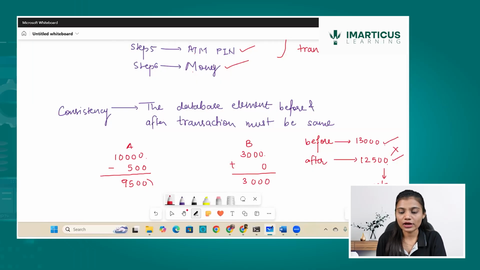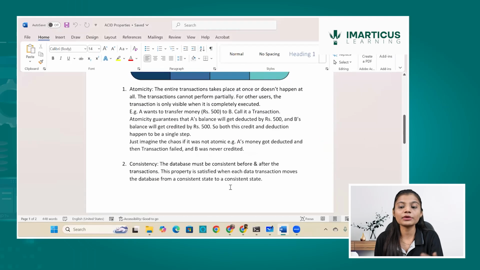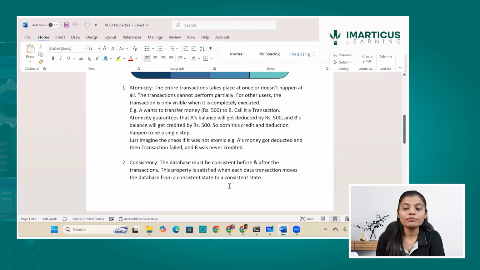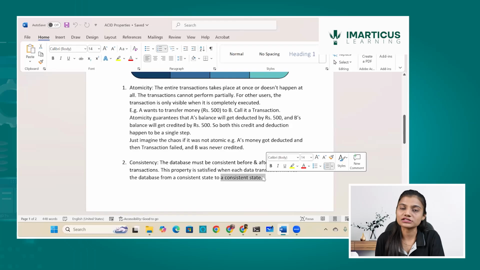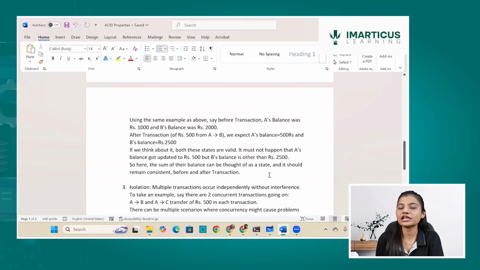Consistency. So I hope it's clear. If I talk about consistency, the database must be consistent before and after the transaction. This property is satisfied when each transaction moves the database from a consistent state to another consistent state. Now, using the sample example as below, I want to transfer 500.